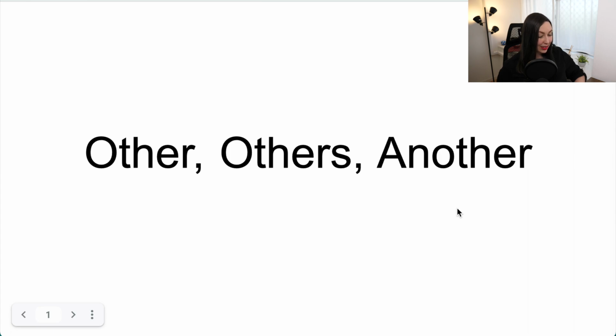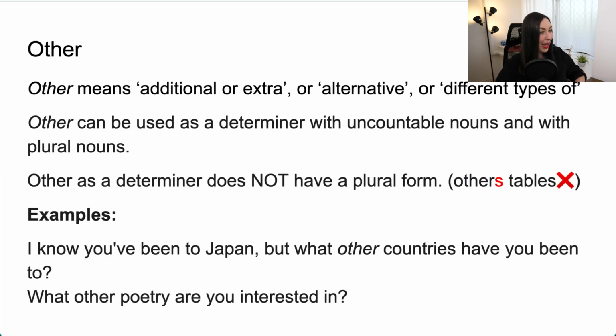All right. So the first one we have is other. So what does other mean? First, other means additional, extra, alternative, different types of something. So other is something else, right? Okay, so other can be used as a determiner with uncountable nouns and with plural nouns. So remember this. We can use other with uncountable nouns and plural nouns. Okay?